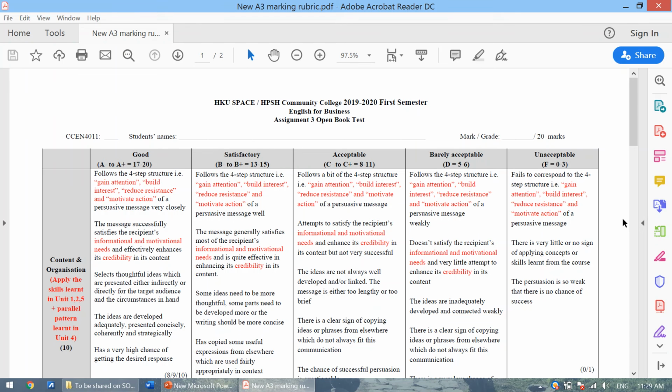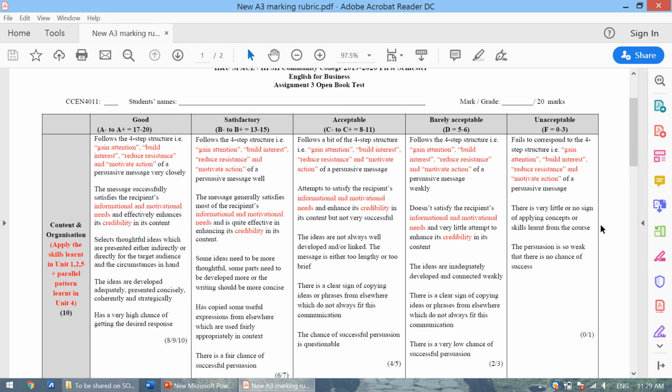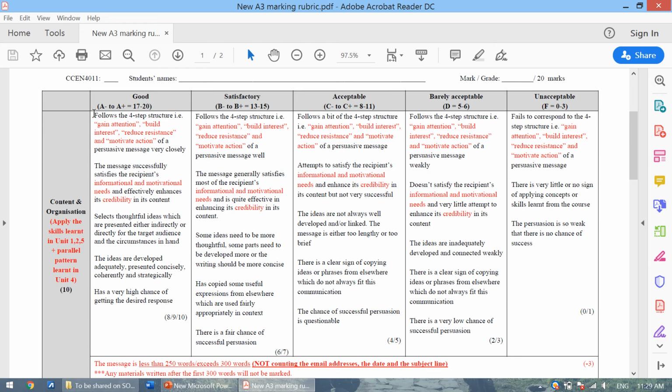Okay, this time in this very short clip, we'll do some highlights related to the details in your assignment 3 marking rubric. As you can see, I've highlighted some important information in red for your reference. And then here, first of all, remember to apply all the skills you have learned in the first 5 units when you start working on this assignment, especially Unit 2 and Unit 5.